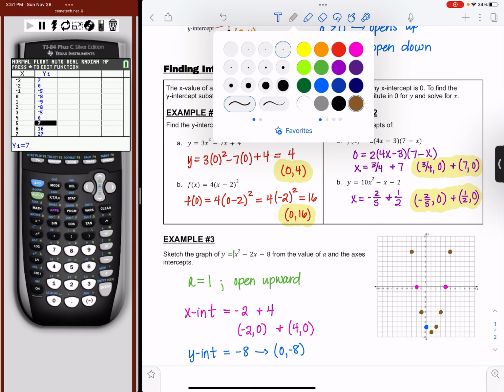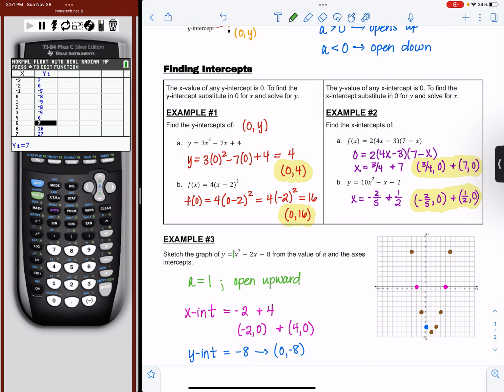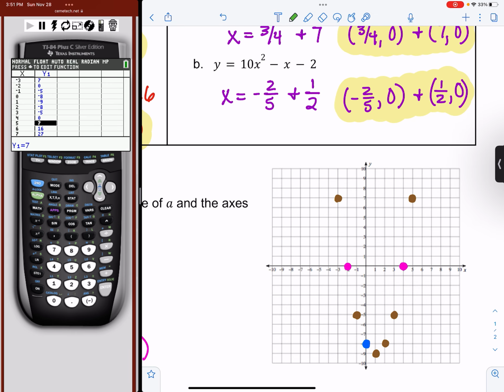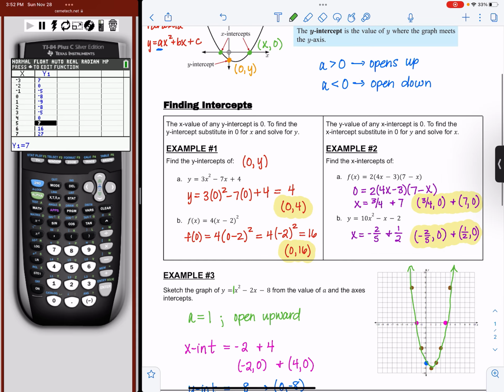And then remember, you always want to connect the points with a smooth curve. We already know, and we can see, that this is going to open upward, because when I connect them, that is the shape that I get. And remember, it does not have to be perfect at all. That's what the points are for. So that is what the parabola will look like.